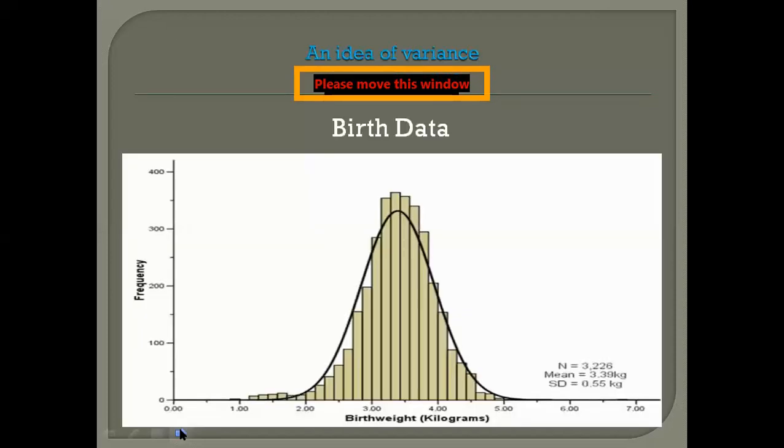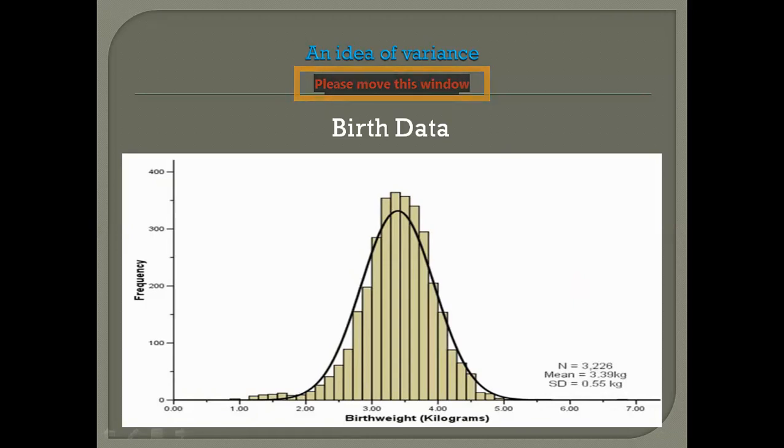Now let's take an idea of variance. This is data which I have taken from the internet. It tells you about the birth weight of babies, and they have taken a sample of 3,226. As our doctors tell us, the baby should be around 3.5 kgs at the time of birth. So the mean is 3.39, the data which you have in front of you, and the standard deviation is 0.55.